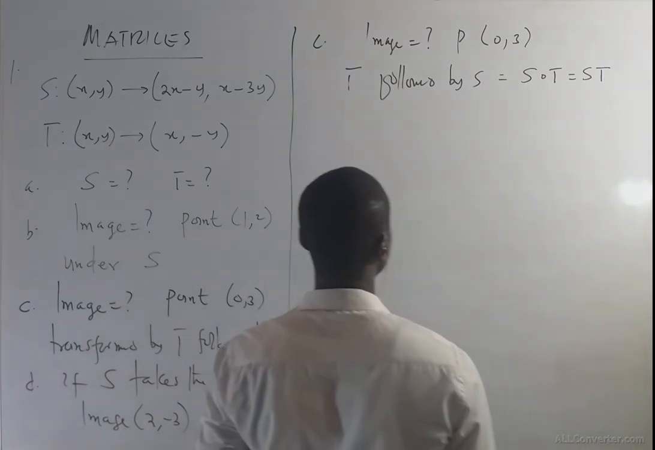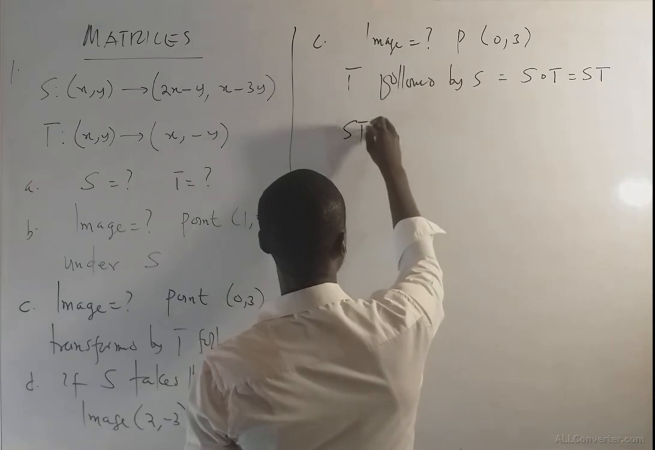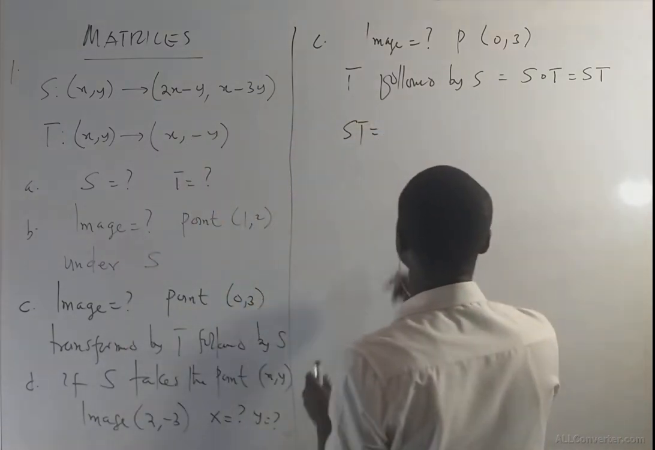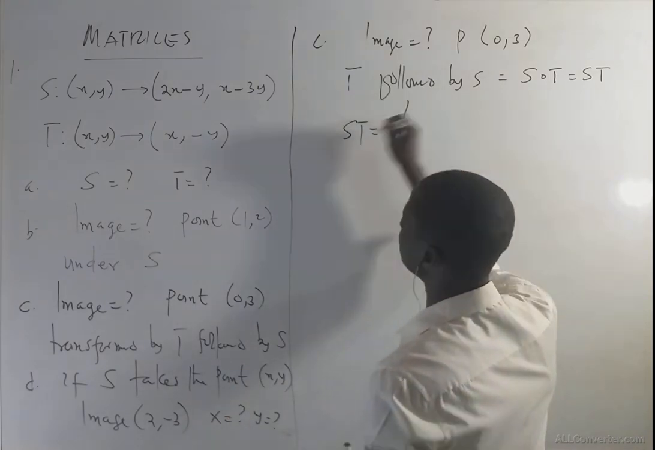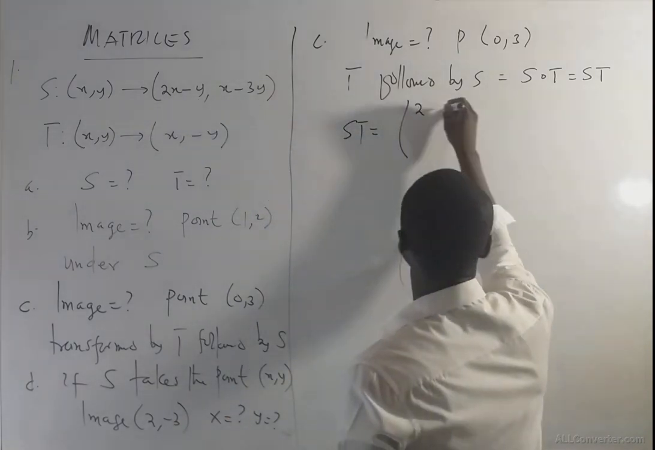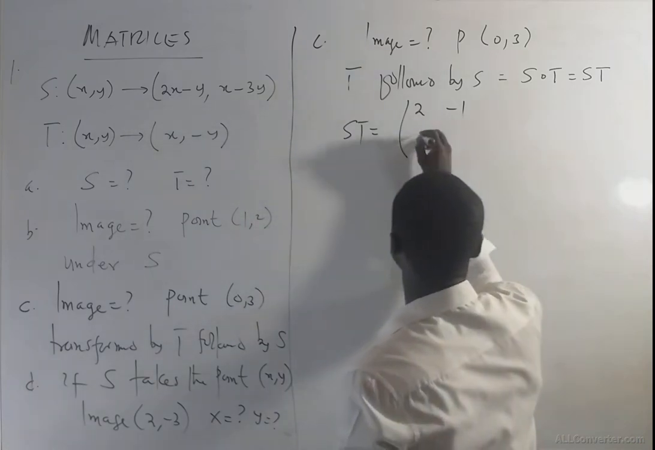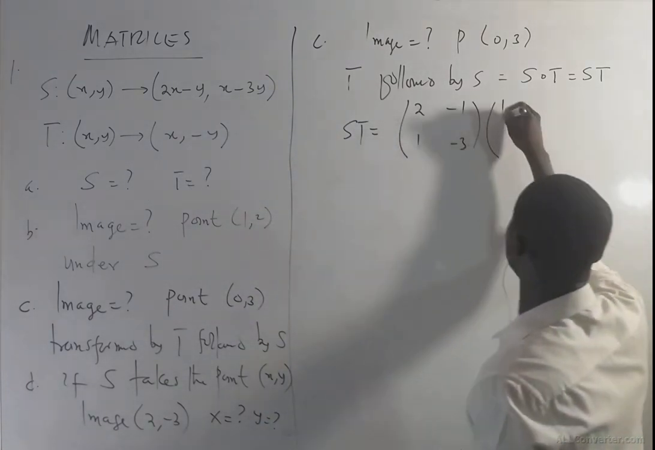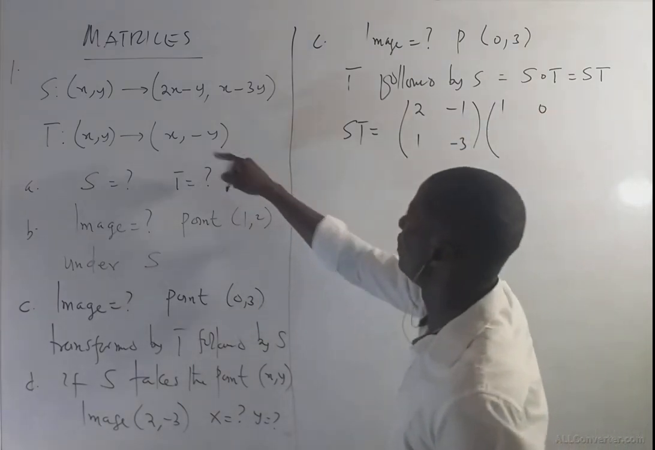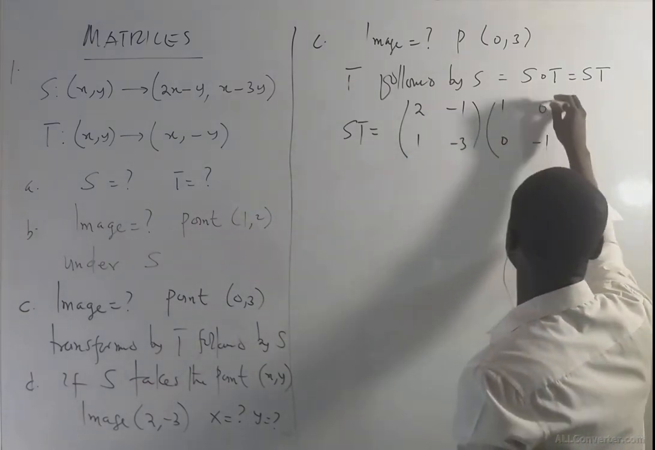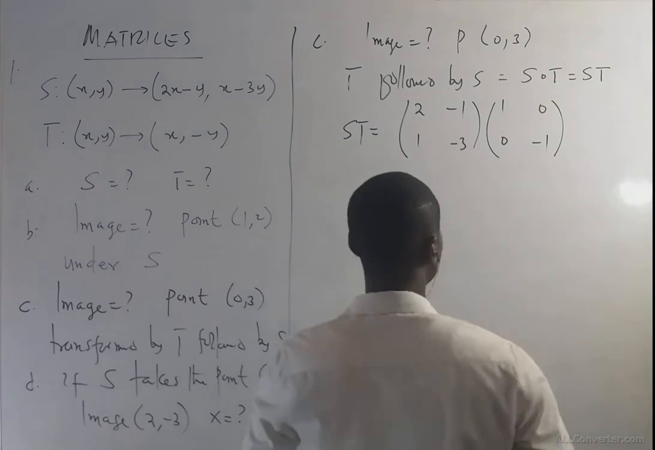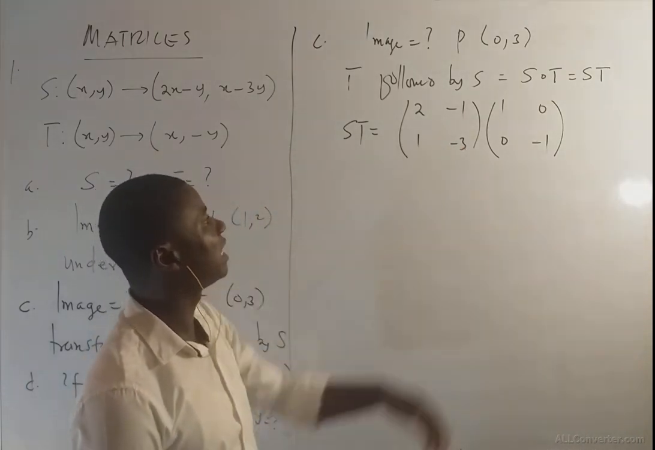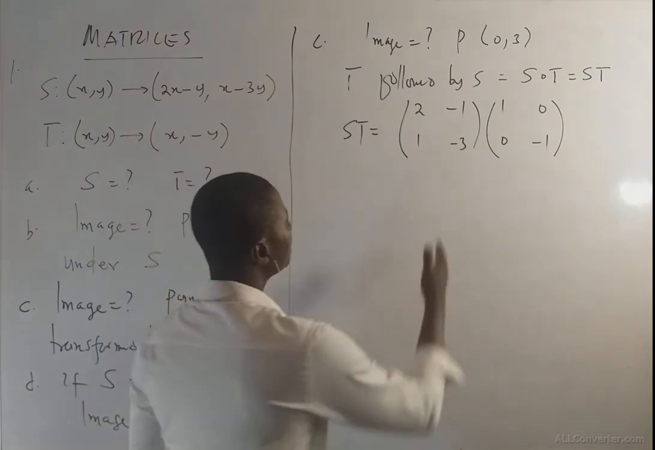Now, ST means we are multiplying matrix S by matrix T. And matrix S gave us, if you remember, 2 minus 1, 1 minus 3. And the matrix T gave us 1, 0, then 0 minus 1. So you can take the video back so that you understand what is happening here. So ST equals that. Now we are going to multiply this by that.